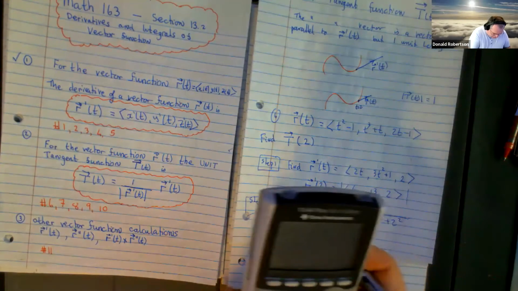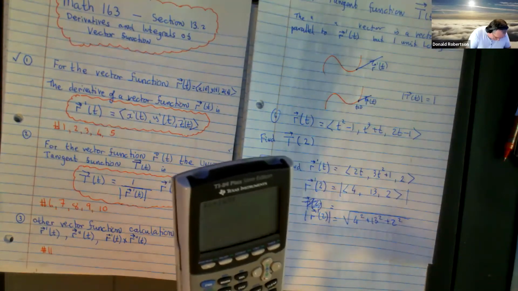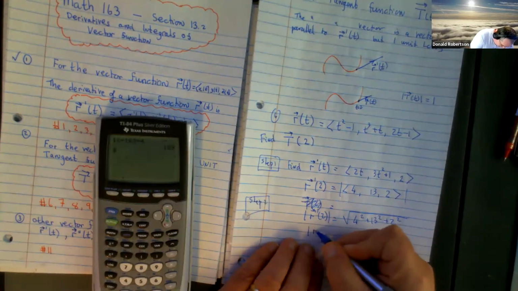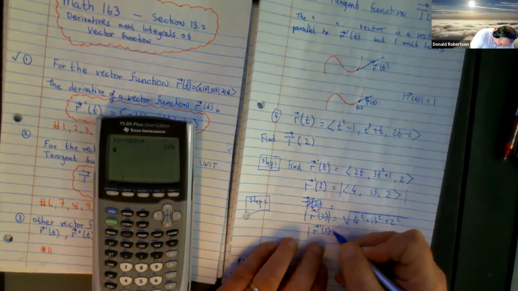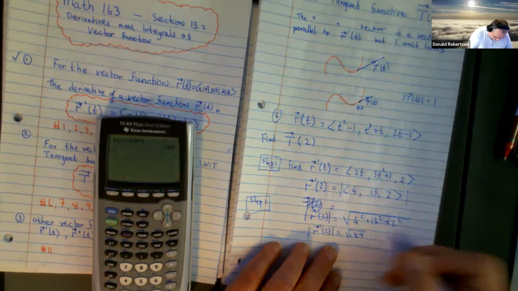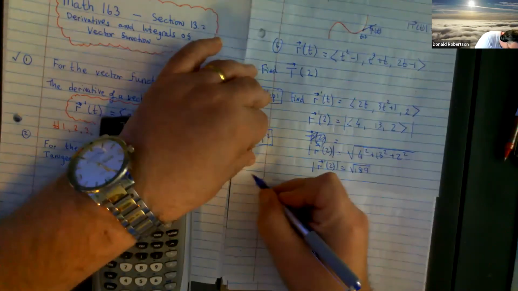And here goes. It's going to be 16, I had 169 plus 4. Yeah, could have been worse. So the magnitude of that guy is the square root of 189. Now I'm ready to put the pieces together, which is the final step.